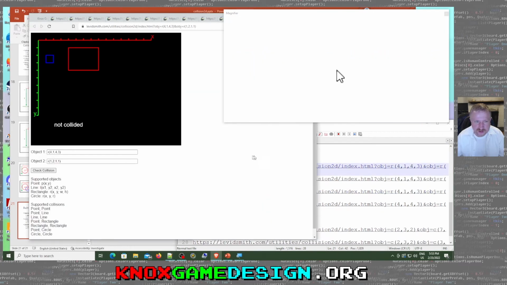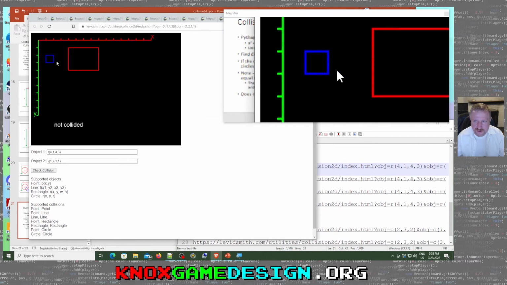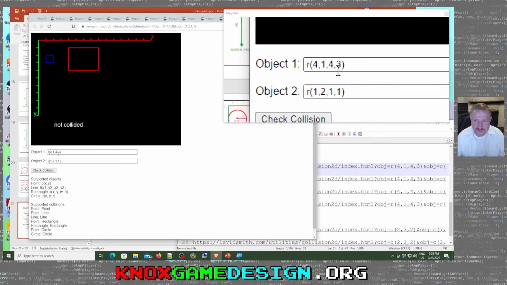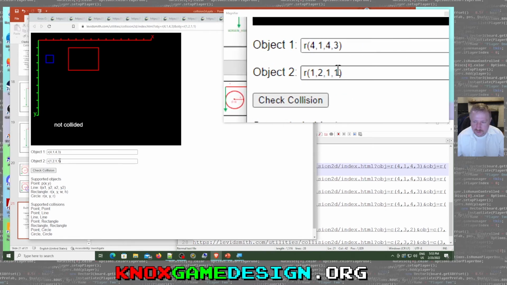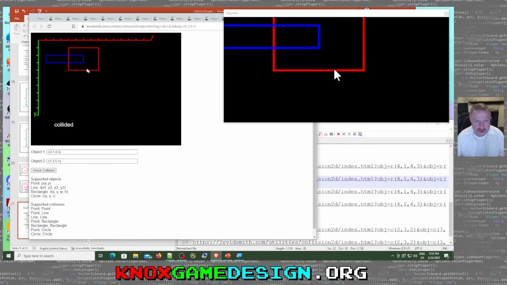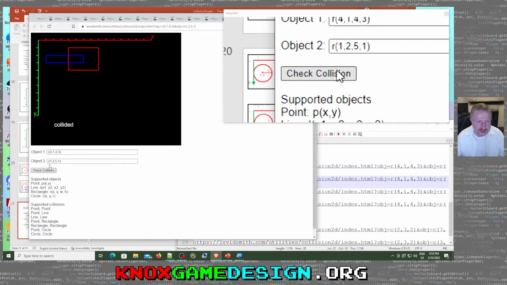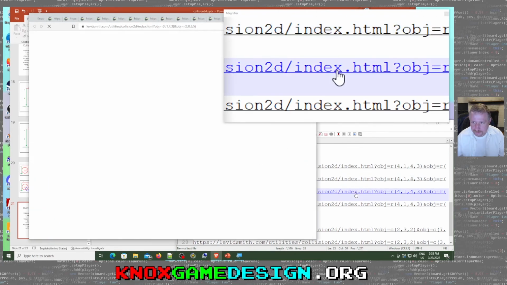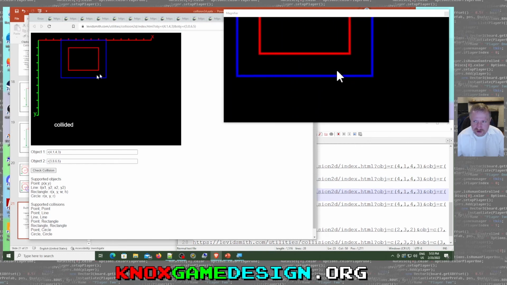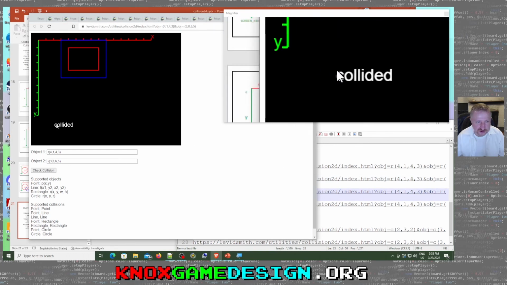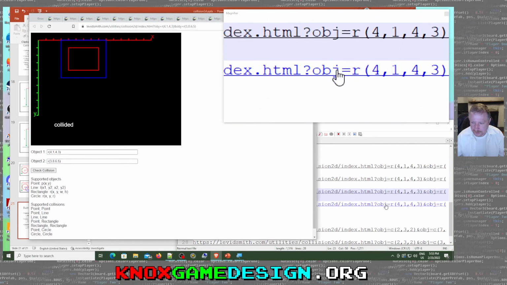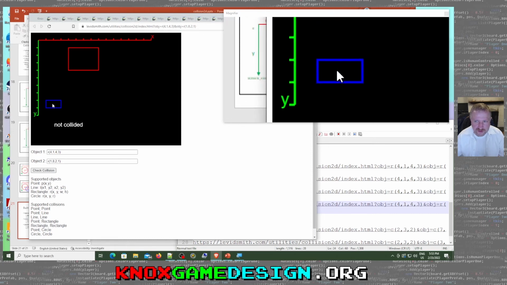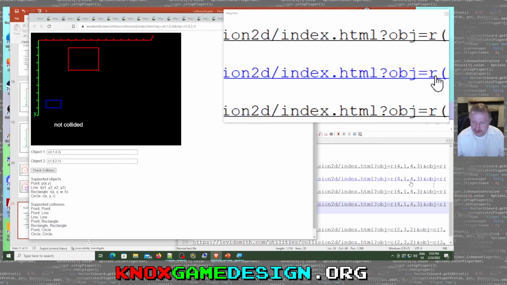Here's the rectangle collision right here. So here's the one that's completely to the left and they don't collide. So same rectangle 4, 1, 4, 3, and the second rectangle is 1, 2, 1, 1. Here's 2 rectangles that also collide. 4, 1, 4, 3, 1, 2, 5, 1. Here's the one where the second rectangle completely surrounds the first rectangle, so those two do collide. Here's the last example where the rectangle's to the left and below, so those don't collide.